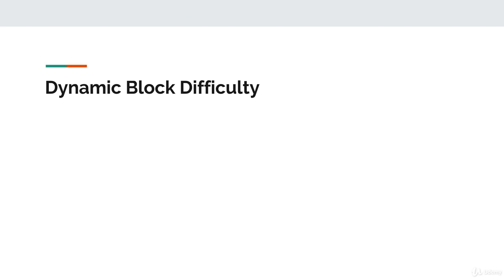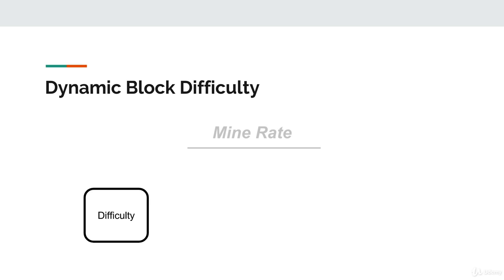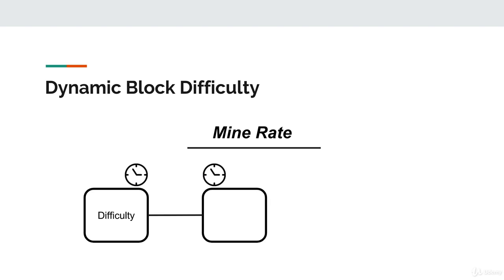to the system. To achieve this, we can add a difficulty attribute to each block. In addition, we'll also set a time value called mine rate, which represents the rate at which we want each block to be mined. The difficulty adjustment mechanism will work like this. We'll check the timestamp of the newly mined block and compare it to the timestamp of the previously mined block.